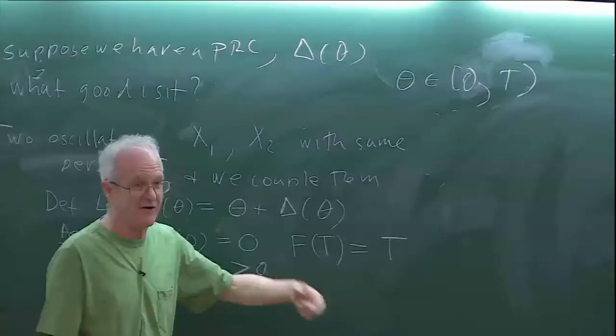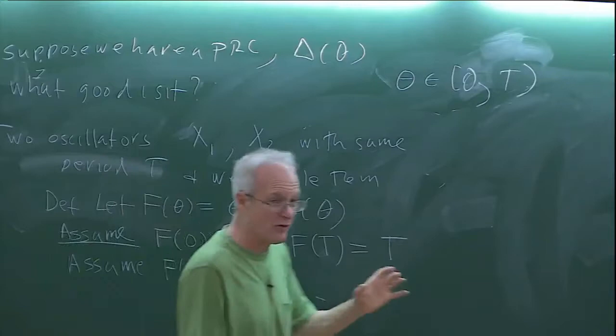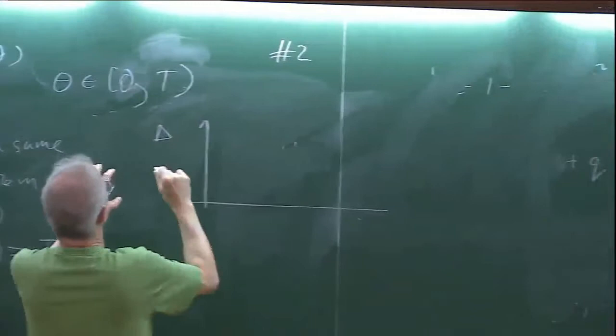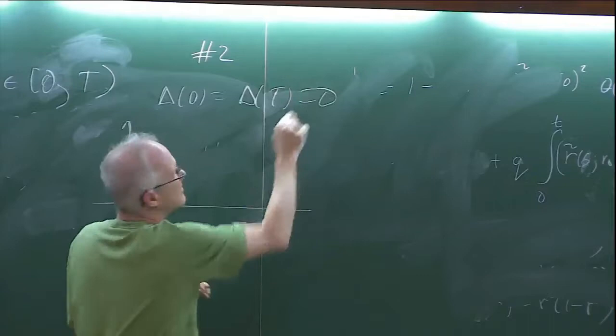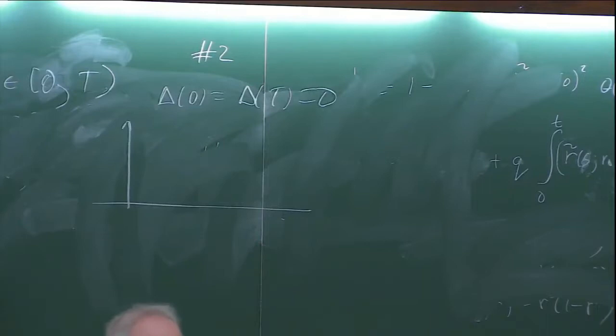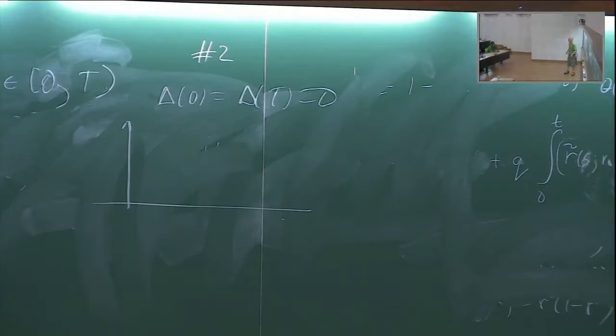And the other end, it's a periodic function, so it just says the same thing at the other end. If you look at the phase resetting curves of neurons, it says delta of zero equals delta of T equals zero. You have written that F of T is T. Well, F of T is T plus delta of T, and if delta of T is zero, then it's T. That's all. It just says that if the perturbation comes at your zero phase or your T phase, it doesn't have any effect on you.